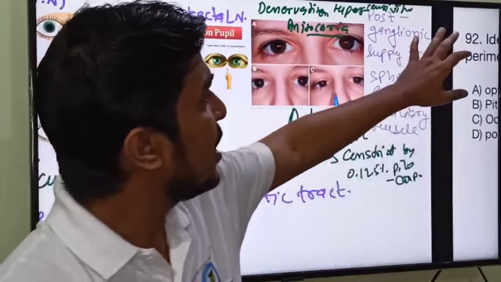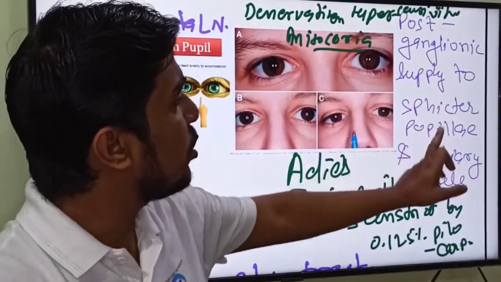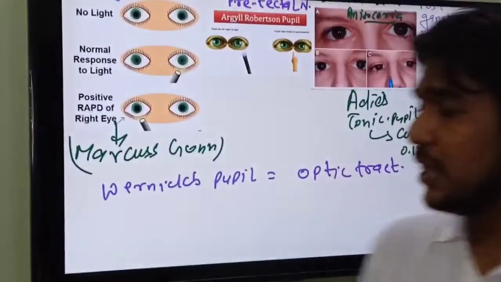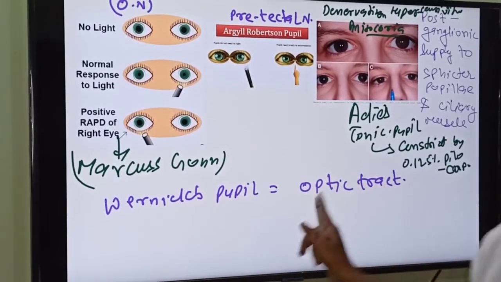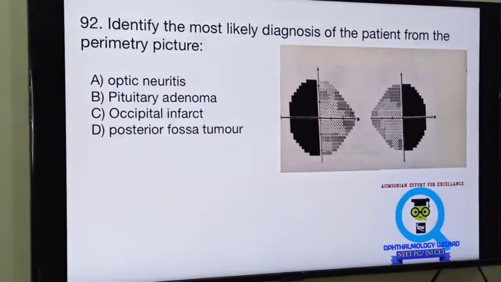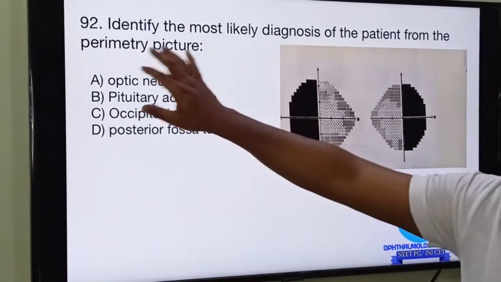And where is the lesion? The lesion is at the post-ganglionic supply to the sphincter pupillae and the ciliary muscles. You have to remember this. Now there is a fourth type of pupil, Wernicke's pupil, where the lesion is at the optic tract. That's it. Coming to question number 92: identify the most likely diagnosis of the patient from the perimetry picture.